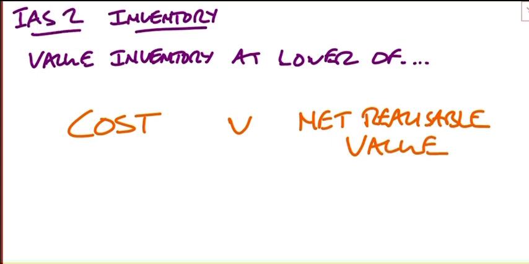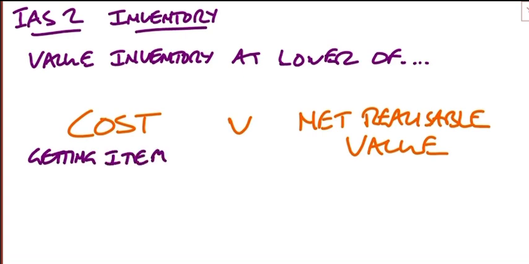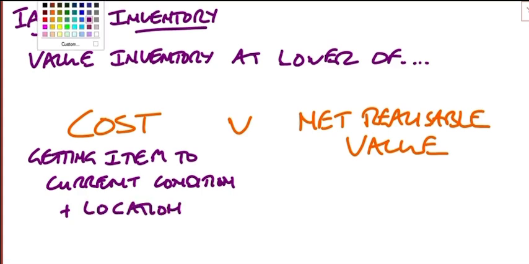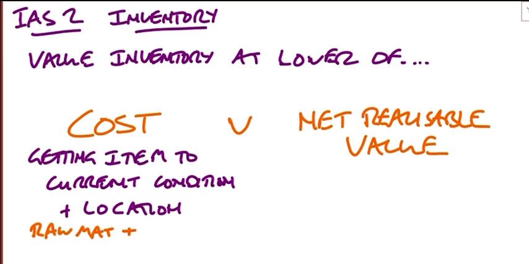Well, cost is pretty straightforward, but do be careful because it's the cost of getting the item to its current condition and location. And what that means is that it does include things like the initial cost of the raw materials, but it also includes labour, and it may well include overheads.